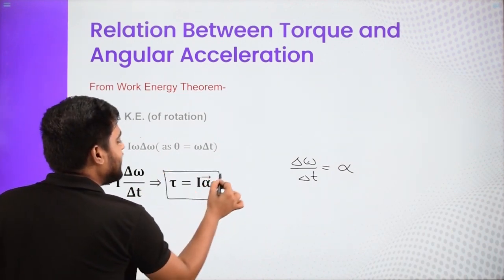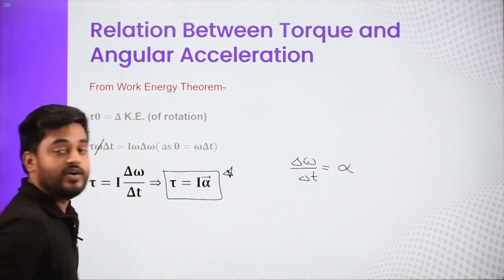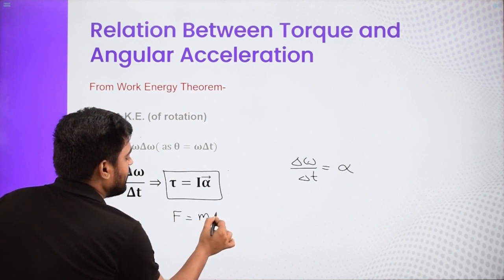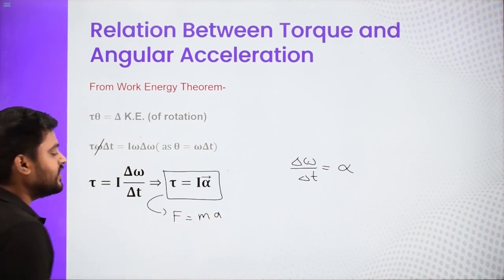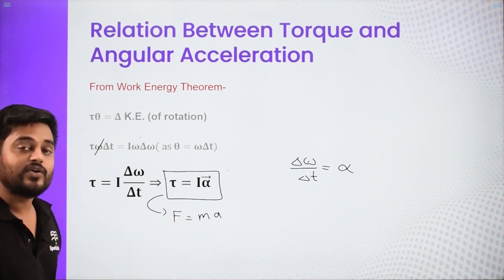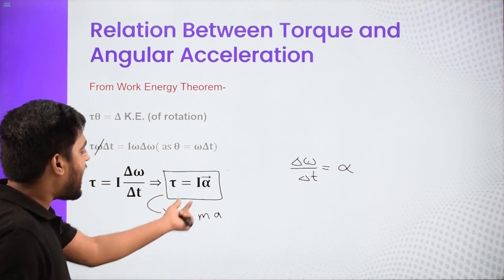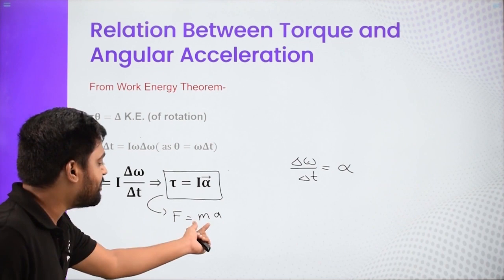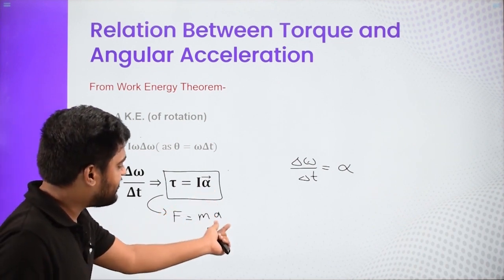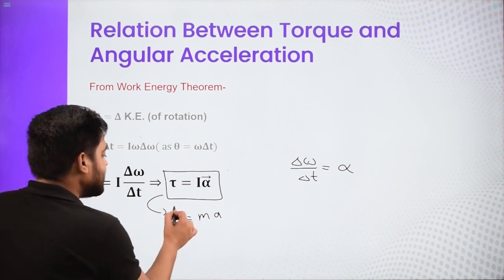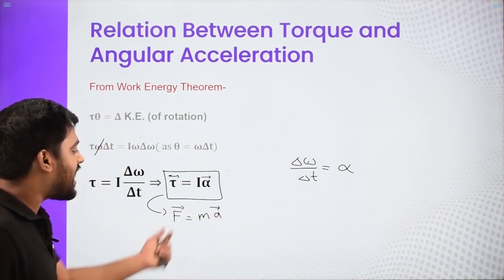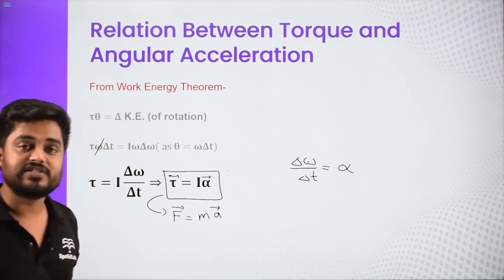This is an important relationship to remember for rotation, like F is equal to ma. We have seen that torque represents the rotational analog of force. I represents the rotational analog of mass. This is the moment of inertia, this is the inertia, and this is angular acceleration. This is acceleration. Since F is equal to ma, in the same manner we can write torque is equal to I alpha, and this is an important relationship to remember.